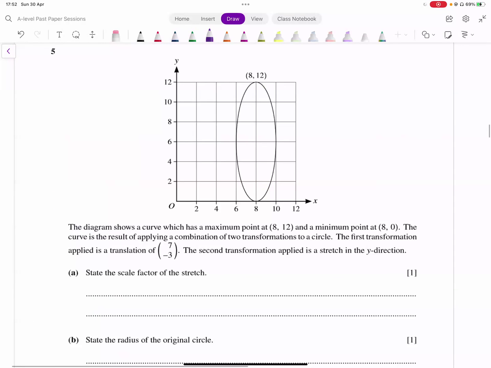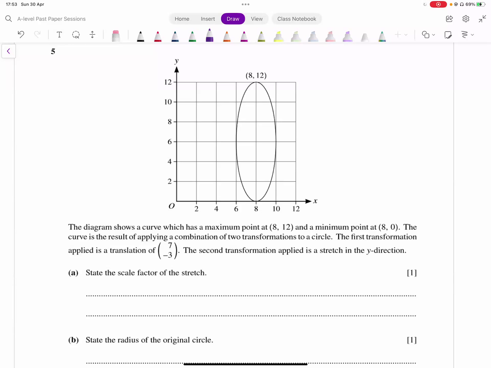Question number 5. Now this is the diagram shows a curve which has a maximum point at (8, 12) and a minimum point at (8, 0). The curve is the result of applying a combination of two transformations to a circle. The first transformation applied is a translation of (7, -3). The second transformation applied is a stretch in the y direction. State the scale factor of the stretch.